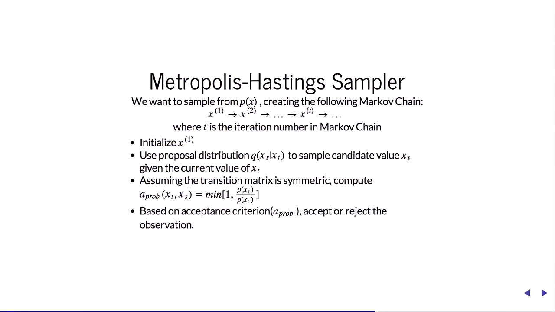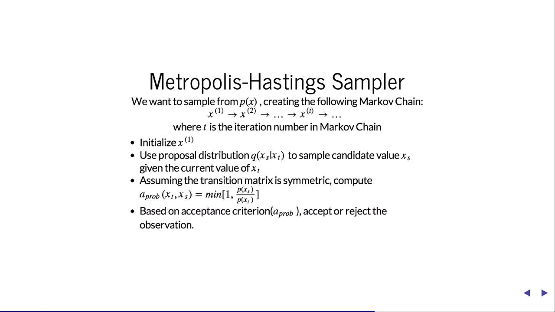An easy Metropolis-Hastings sampler to get the posterior distribution could be designed in this way. We have a time indexed signal, x1, x2, up to xt. We just initialize x1 to a random number. We have a proposal distribution to sample the candidate value. And assuming the transition matrix is symmetric, this is our decision criterion.